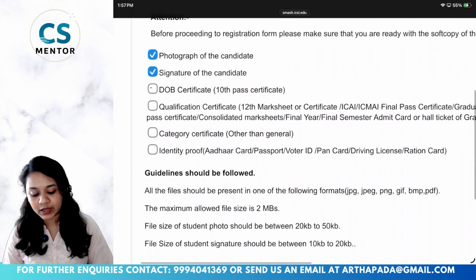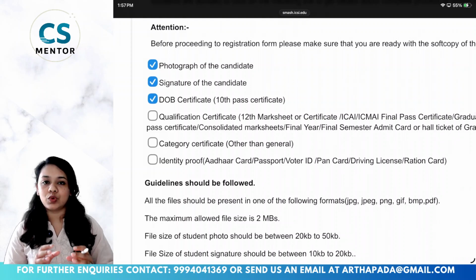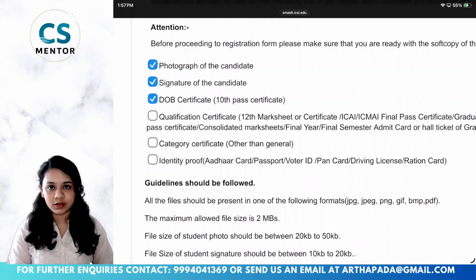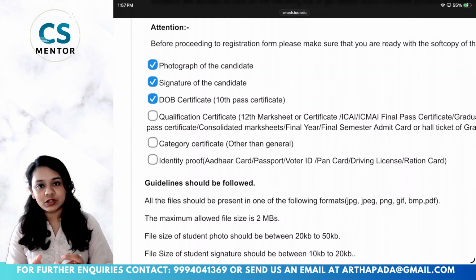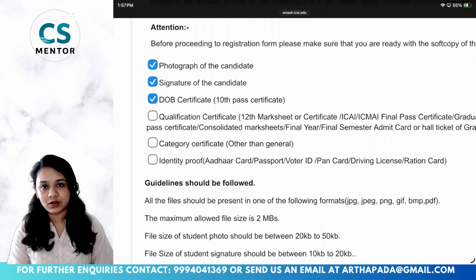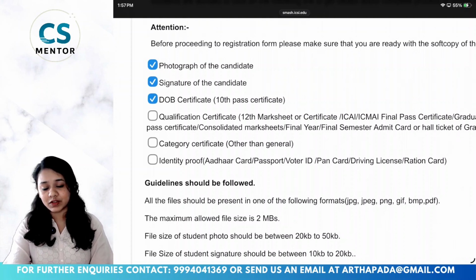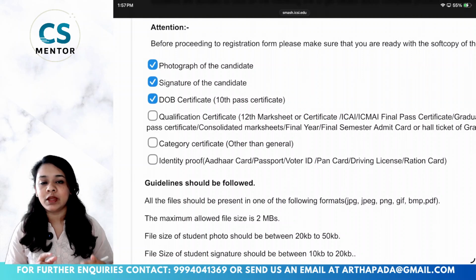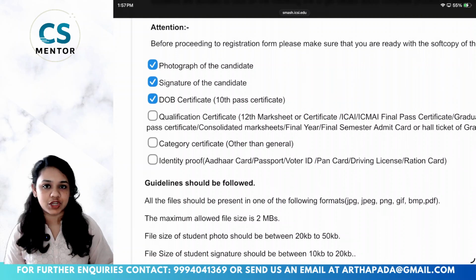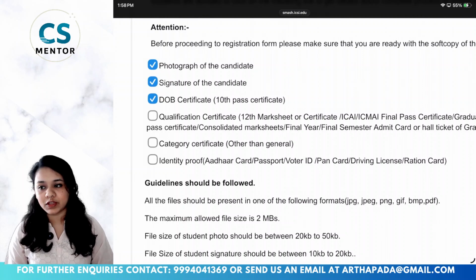Then keep your date of birth certificate ready. Now, for the date of birth certificate, you only need your 10th pass certificate. But here I'll just ask you to keep one thing in mind. Make sure that the name in your 10th pass certificate and your date of birth certificate itself, that is your birth certificate, should be the same. At this stage, it's not going to cause you any trouble, but at the time of getting your CS membership, there might be some issues if your name is changed. So keep this in mind, but make sure to have your 10th pass certificate ready.